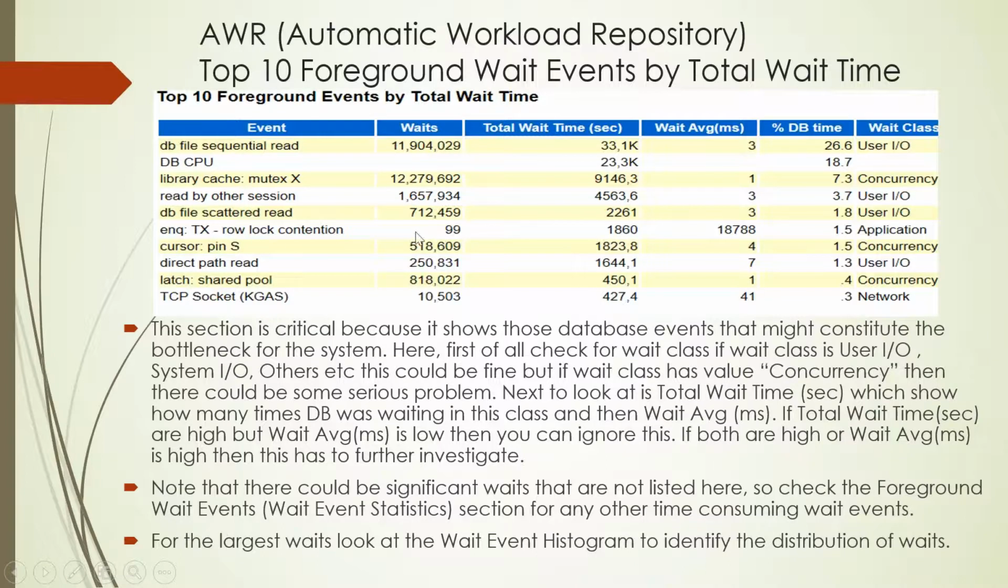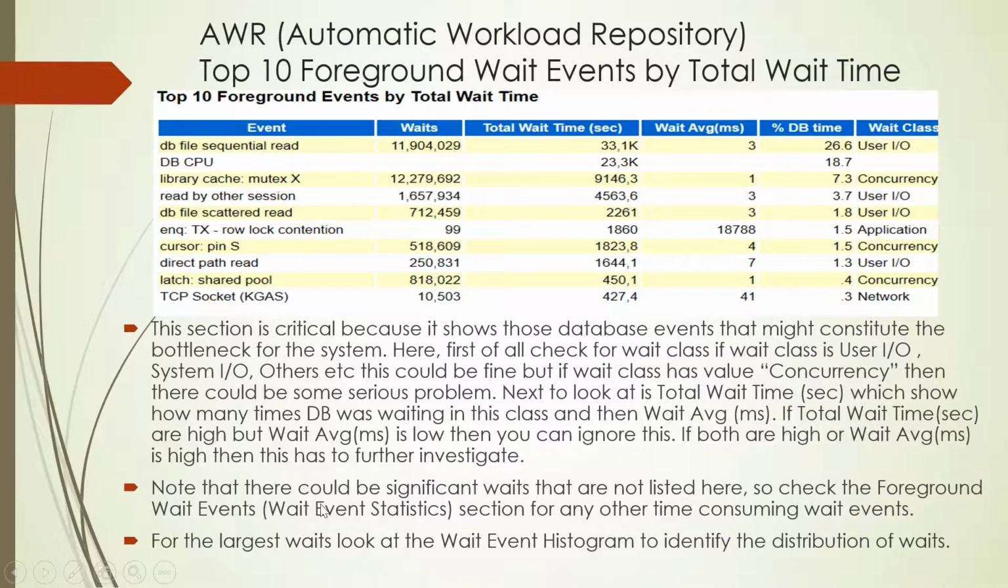So there are 99 waits happening in foreground sessions, which are actually containing the row locks. That means there are 99 sessions waiting to get a row lock to process or to update the data. Okay, then this is the total wait time in seconds. Now we will see how we come to the conclusion whether this particular thing is a problem or not.